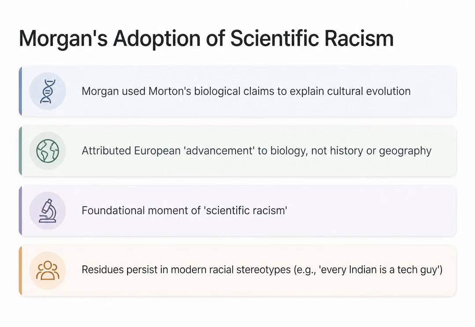Morgan was deeply influenced by Morton and incorporated these racist claims into his evolutionary framework. For Morgan, the reason white European culture had reached the highest stage of civilization wasn't due to historical circumstance or geography, it was biology. He believed their supposedly larger brains allowed them to invent and evolve further. This is a foundational moment of scientific racism, using pseudo-scientific biology to justify colonial domination. The residue of this thinking persists today in subtle stereotypes, like the assumption that every Indian is a tech guy, an intellectual descendant of the racialized categorizations promoted by Morton and Morgan.